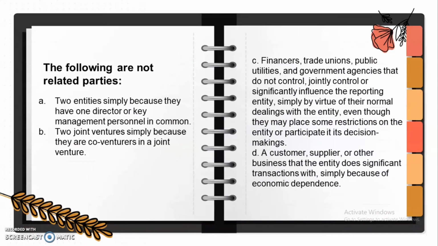So, sino naman yung mga hindi related parties? Una na dyan yung two entities simply because iisa yung director nila or iisa yung management personnel nila. Next, two joint ventures simply because they are co-venturers in a joint venture. Next, financiers, trade unions, public utilities, and government agencies. And lastly, a customer, a supplier, or other businesses that the entity have a significant transactions with.